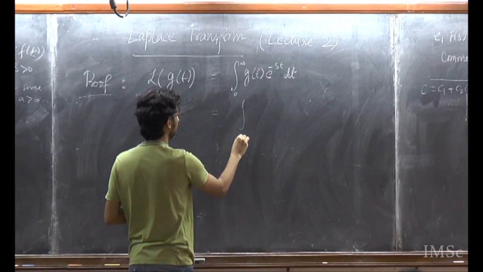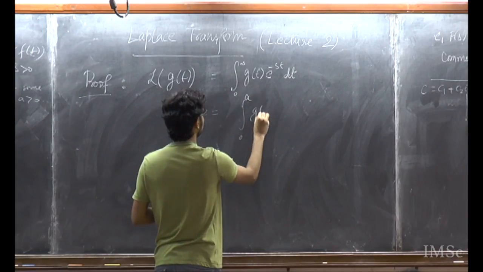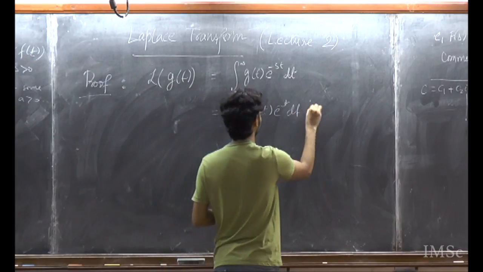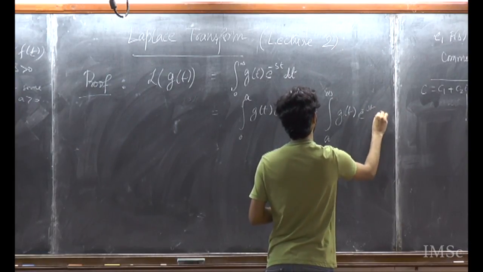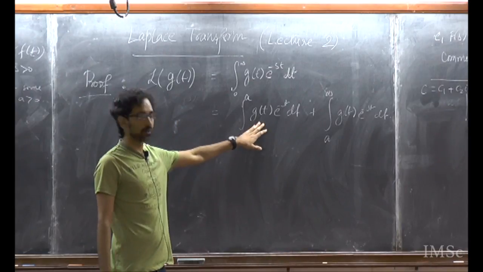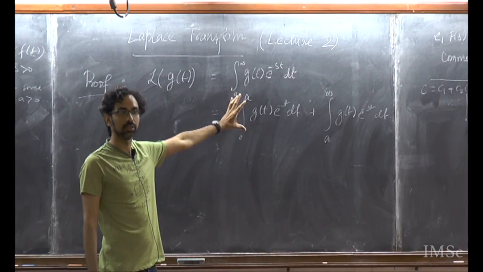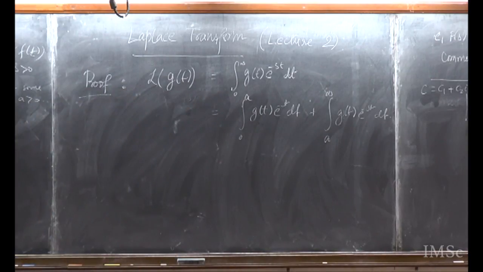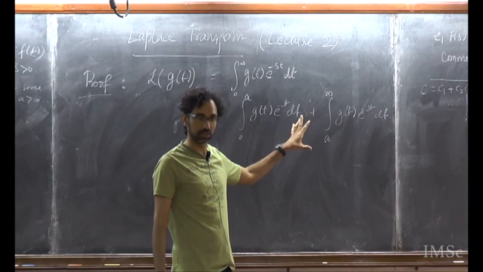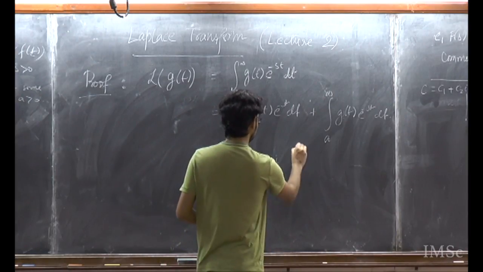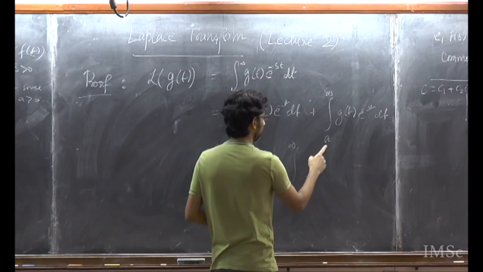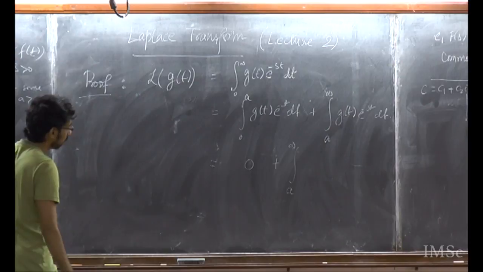What is this? If you can break it up, 0 to a of g(t) e^(-st) dt plus a to infinity of g(t) e^(-st) dt. What is the value of g(t) in this interval? It is 0, right? If t is less than a, it's 0. Note that I did not put less than or equal to, but it will not change the value of the integral. Okay. This is 0 plus the integral from a to infinity. What is the value of g(t) in this region? It's f(t minus a).